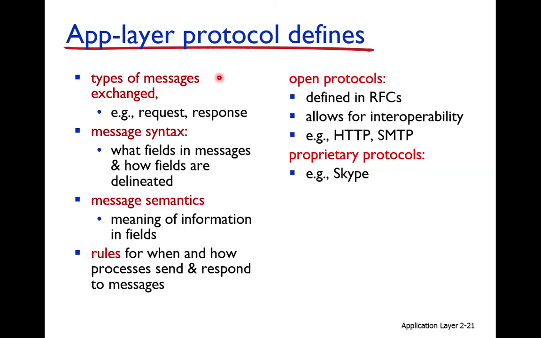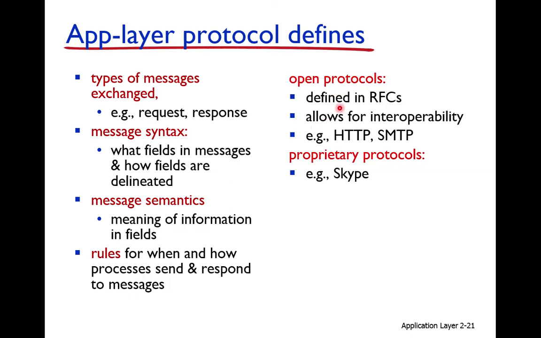So what does a protocol define? A protocol defines what kind of messages can be exchanged, like request and response. For example, when you want to communicate with the director, you must use proper syntax and semantics. You have to follow rules and regulations. A protocol defines what kind of messages you can exchange, what you can and cannot do, what your message syntax should be, and what its semantics should be. These are the rules for when and how processes send and respond to messages to each other.